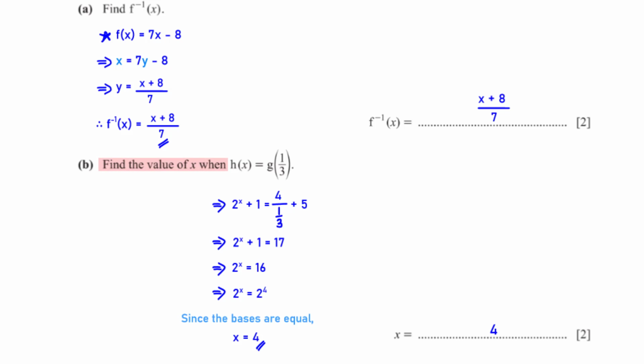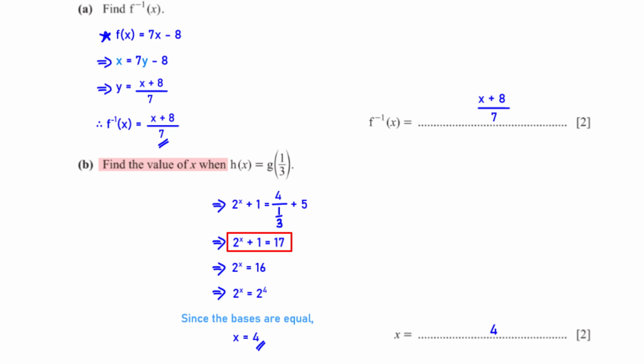Find the value of x when h of x equals g of 1 over 3. H of x is 2 raised to the power x plus 1. This is equal to g of 1 over 3, which we get by replacing x in g of x with 1 over 3, giving us 4 over 1 over 3 plus 5.